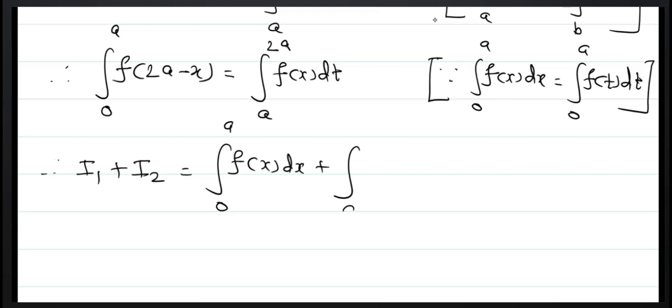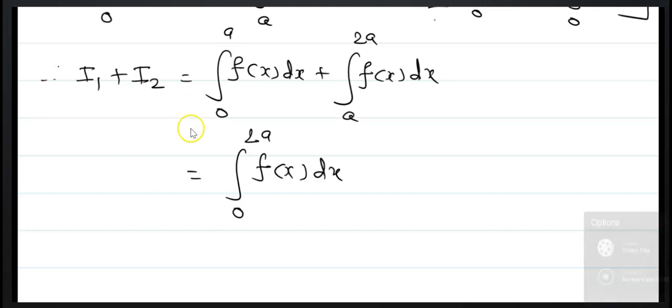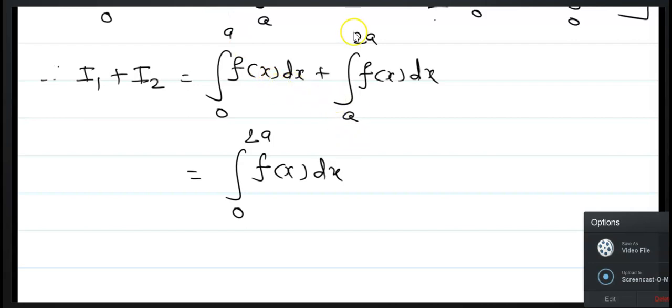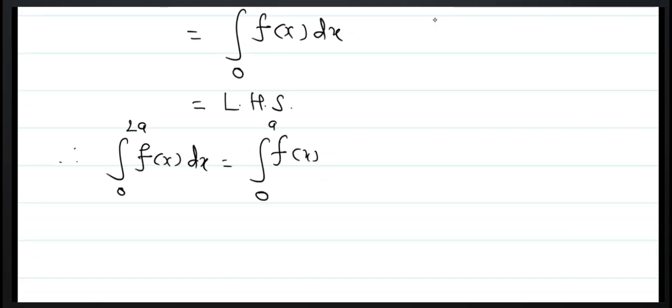I1 plus I2 is integral 0 to a f of x dx plus integral a to 2a f of x dx. This is nothing but integral 0 to 2a f of x dx, and this is our LHS. Hence, LHS is equal to RHS, and therefore integral 0 to 2a f of x dx is equal to integral 0 to a f of x dx plus integral 0 to a f of 2a minus x dx.